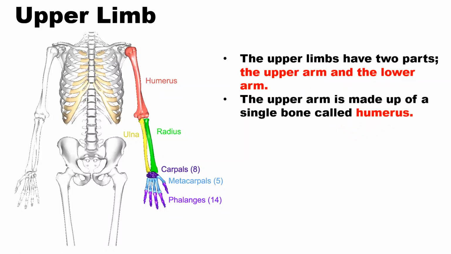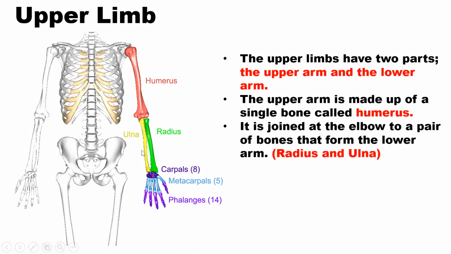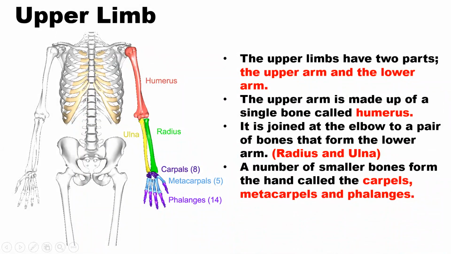The upper arm is made up of a single bone. Now here you can see that this is a single bone, which is the humerus, which forms the upper arm. It is joined at the elbow to a pair of bones that form the lower arm, which is the radius and ulna. These are the two bones which form the lower arm. A number of smaller bones form the hand. Then comes your hand, and it is made up of carpals, metacarpals, and phalanges.